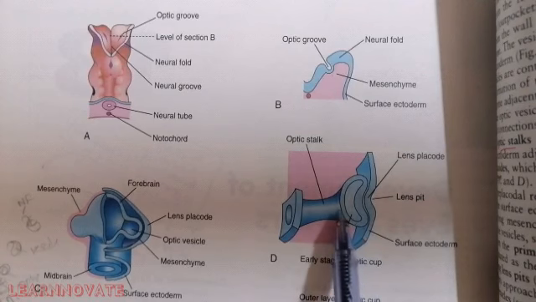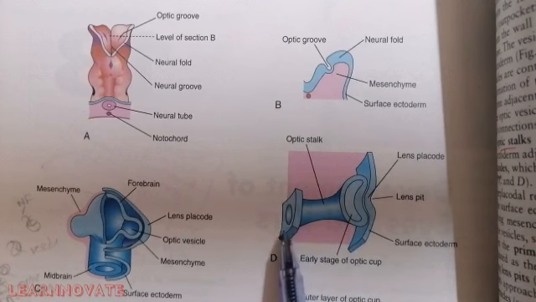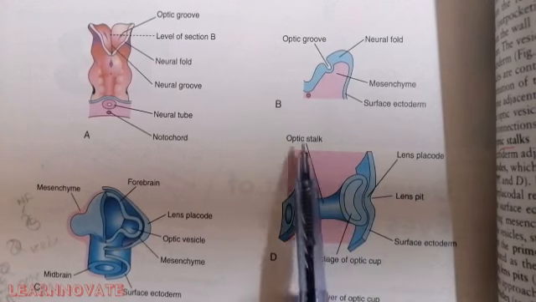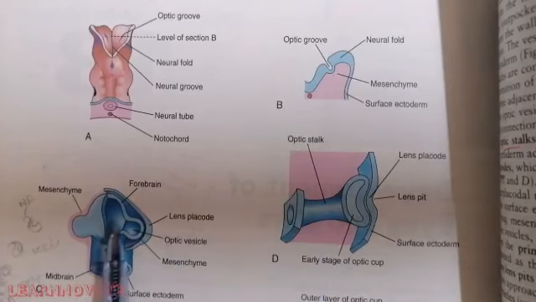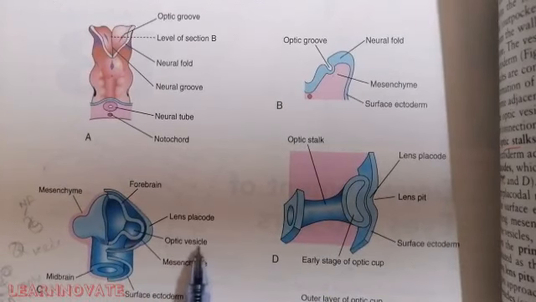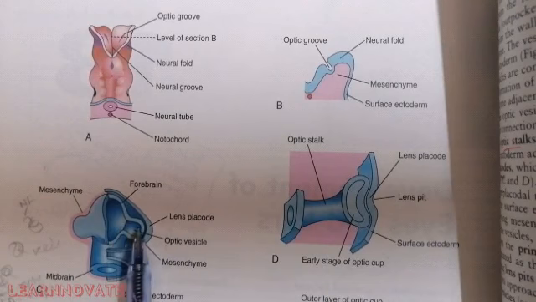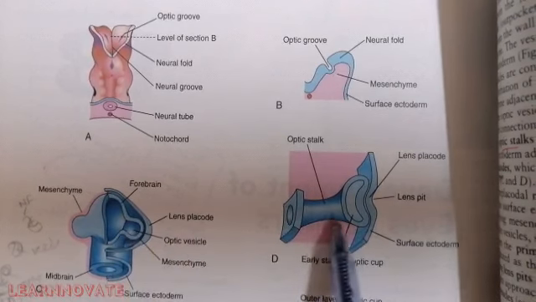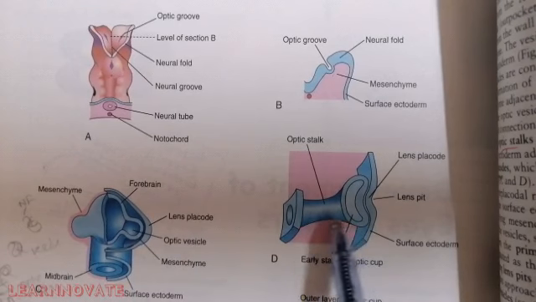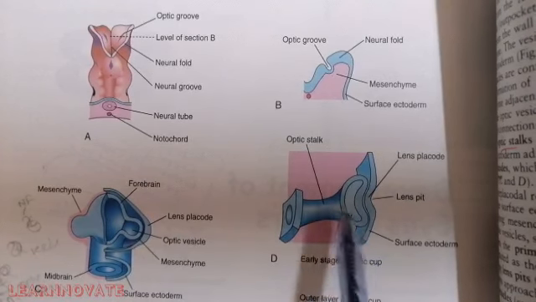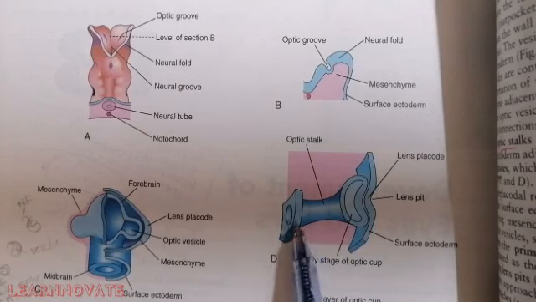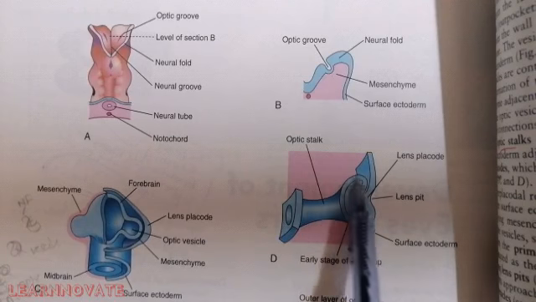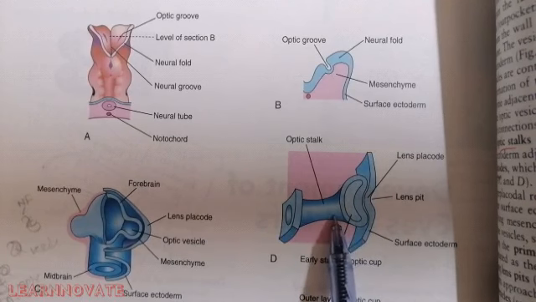This optic cup is now attached to the forebrain with a narrow stalk. This narrow stalk is called the optic stalk. Here you can see, if we go back to the optic vesicle, the connection between the optic vesicle and the forebrain. That same connection is going to develop into the optic stalk when the optic vesicle forms the optic cup. Now we have two structures connected to the forebrain, the optic stalk and the optic cup. The optic cup is going to form the layers of the retina.